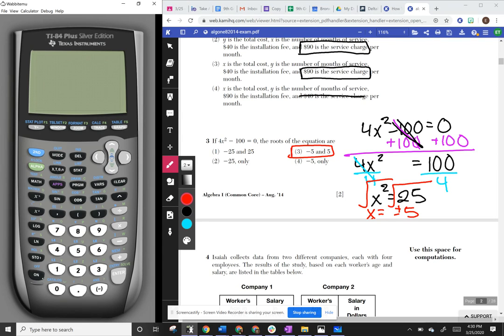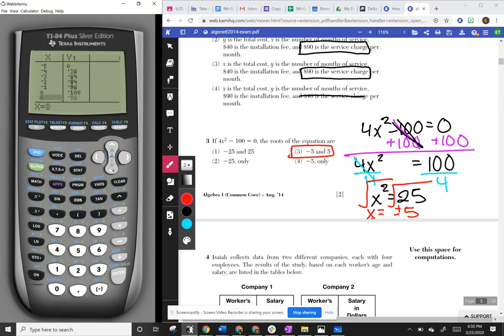You can also do this on your graphing calculator by using y equals. So I just clicked y equals. I'm going to put in 4x squared minus 100. And I'm going to press second graph. So make sure you scroll up and down for a little bit. So I'm scrolling all the way up. I see a 0 under y. So that means one root is negative 5.